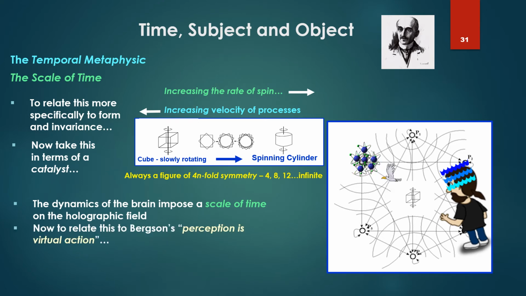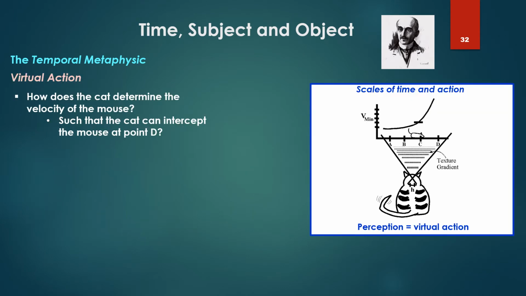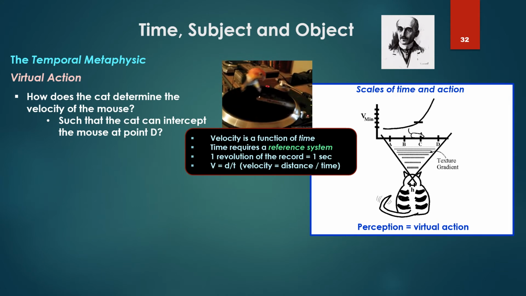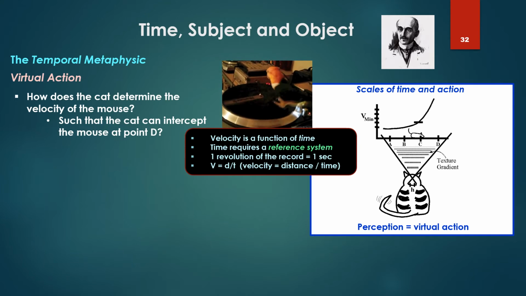Now we can relate this to Bergson's perception and his virtual action principle. So how does the cat determine the velocity of the mouse that he's watching, such that the cat can intercept the mouse, say, at point D? Well, he needs to determine the velocity of the mouse to time that jump. And velocity is a function of time. And time requires a reference system. Here we have a reference system. One revolution of the record, say, each time the parrot's tail sweeps past that post, we'll call a second.